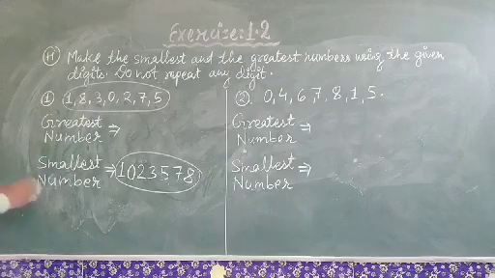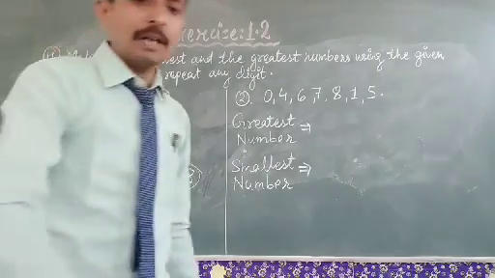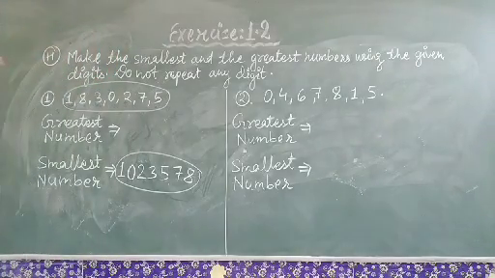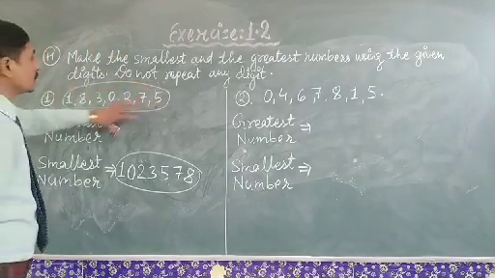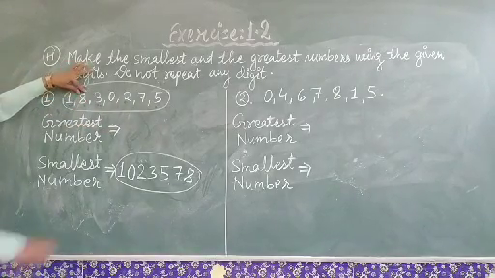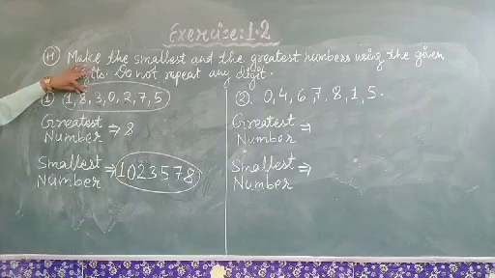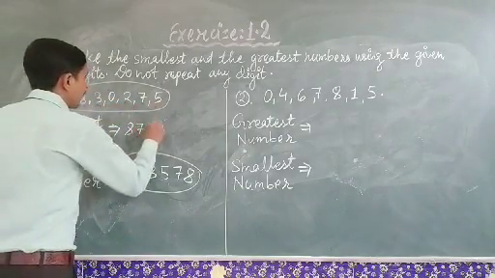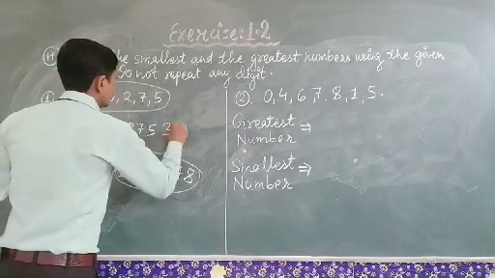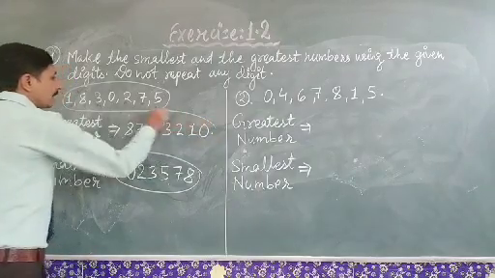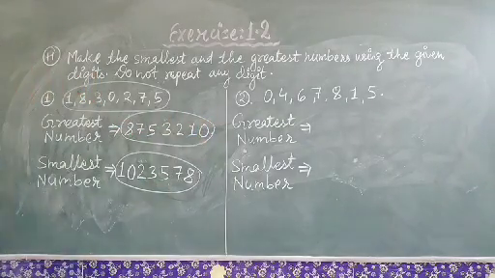And in the same way, when we have to make the greatest number, what we have to do? We have to write the greatest digit on the extreme left. From all these digits, we have to find which digit is the greatest one. So you see, 8 is the greatest one. So first of all, write 8. After that, the next greatest digit is 7. Write 7. Then 5. Then 3. Then 2. Then 1. And then 0. So in this way, we can make the greatest number also by using the same digits.